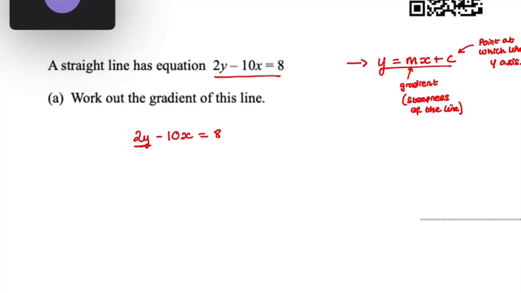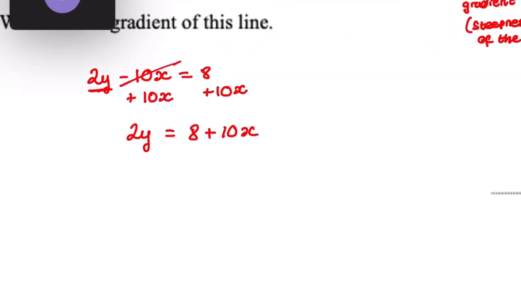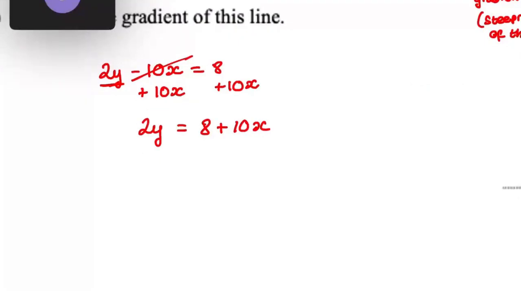So let's get rid of this 10x first. Okay, at the moment it's being subtracted on this side. So to get rid of it, we need to do the opposite and to both sides. So we're going to add 10x to both sides, and that's going to get rid of the minus 10x from that side. So we're left with just 2y on this side, and we're left with 8 plus 10x on the other side.